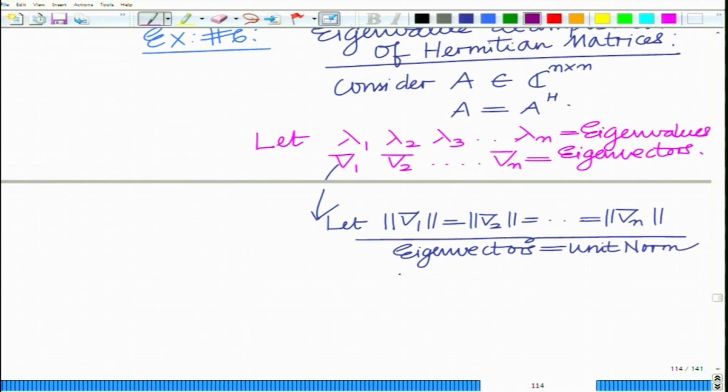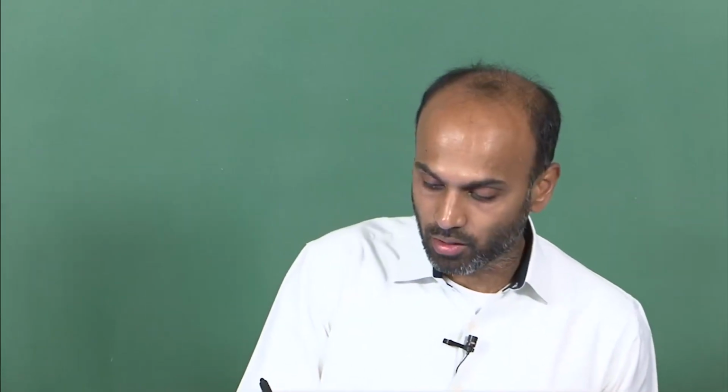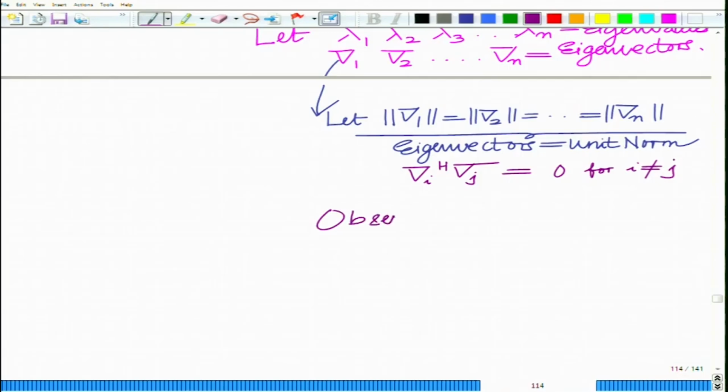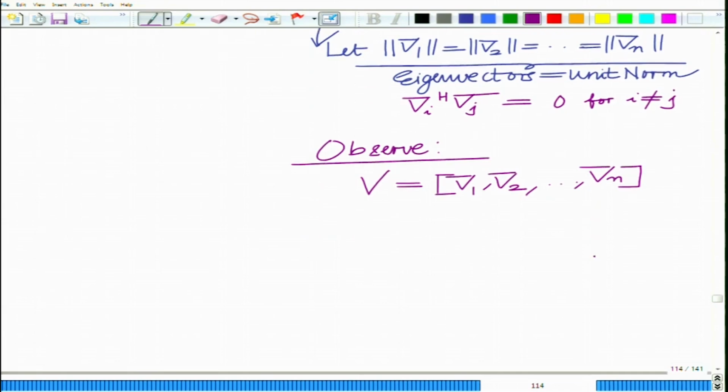And further, from the property previously, let us assume that the eigenvalues are distinct, which implies Vi bar Hermitian Vj bar equals 0 for i not equal to j, that is, if the eigenvalues are distinct, then the eigenvectors satisfy the property Vi bar Hermitian Vj bar equals 0. Okay. Now notice that if you consider this matrix V1 bar, V2 bar, ..., Vn bar, the matrix of eigenvectors.